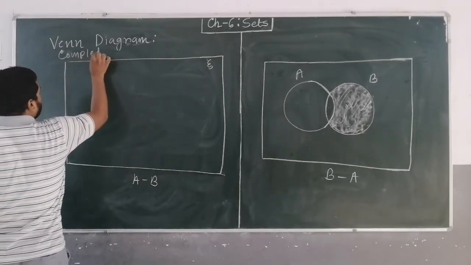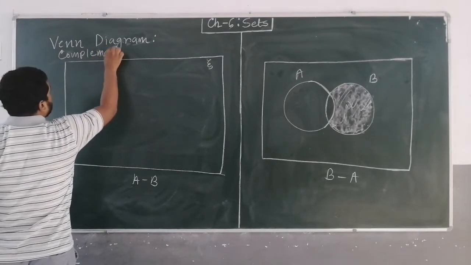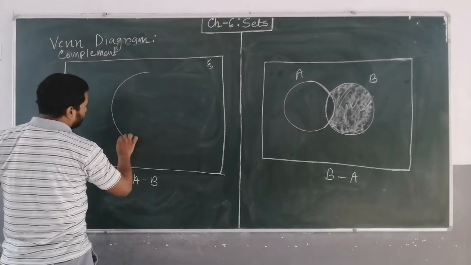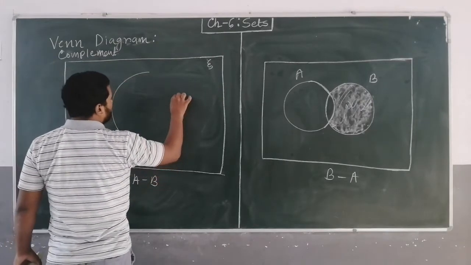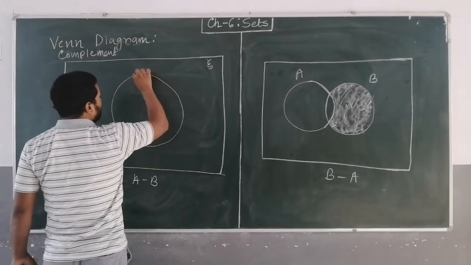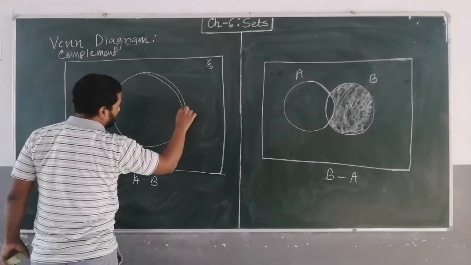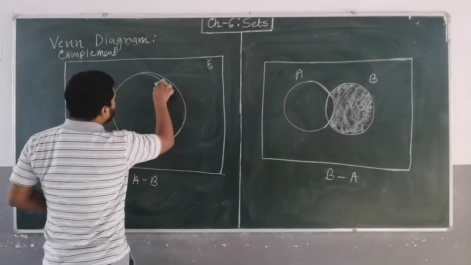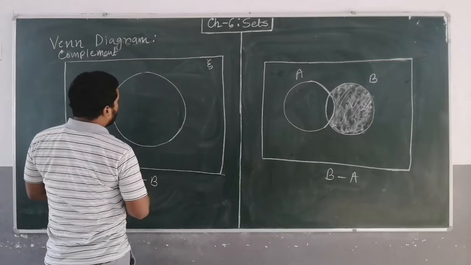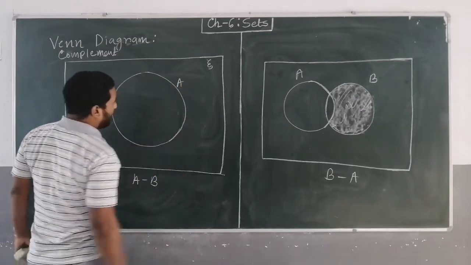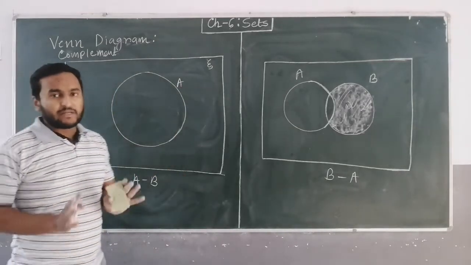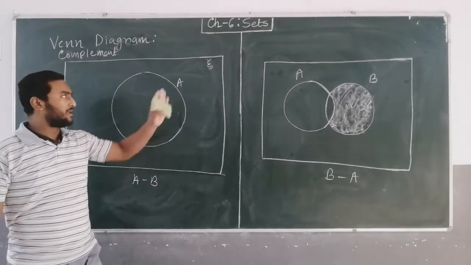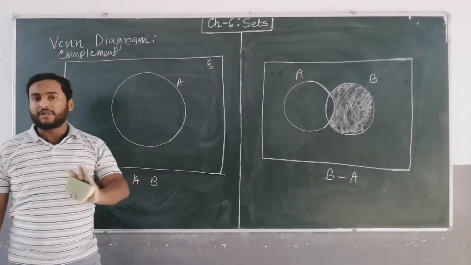How will we represent the complement of a set? Suppose a set is here, this is the set A. Suppose you have to represent A complement. So this is the set A, and we know that complement means except the elements of that set, all the elements that are present in the universal set are the complement of that set.